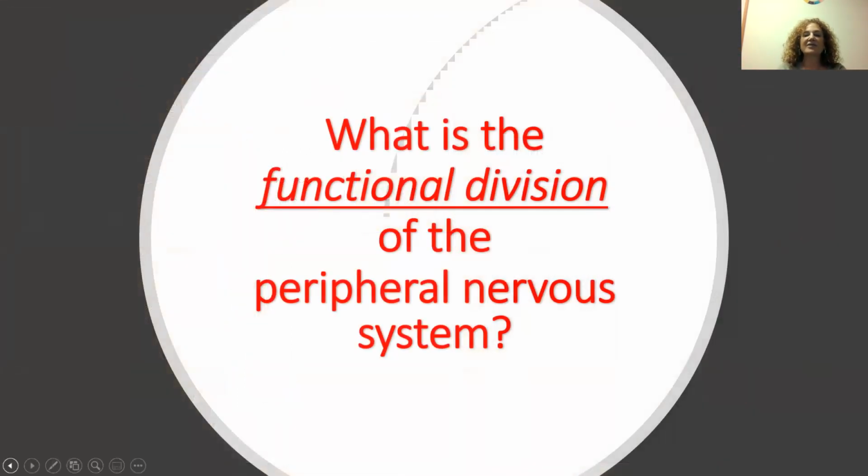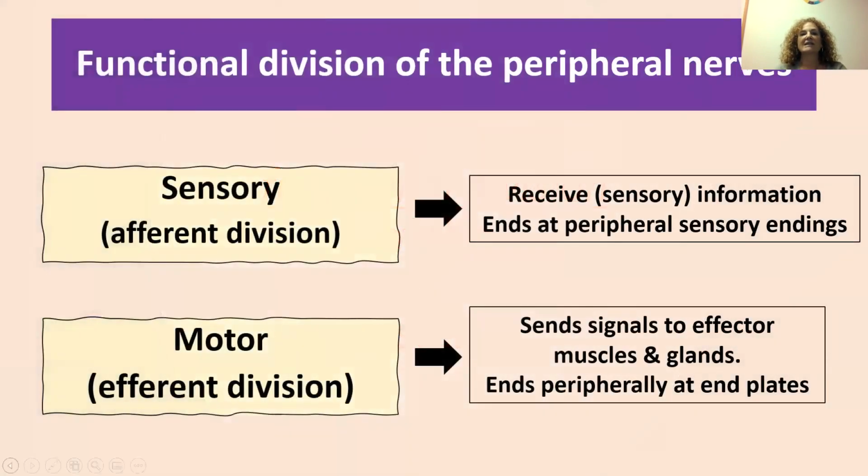And if we're looking at the functional division of the nervous system, it looks like this. We have a sensory and a motor division. Sensory is the part that receives the information, and the motor division is the part that reacts. We also call the sensory division the afferent division. Afferent is always integrating. The motor division is also known as the efferent division. Efferent meaning exiting or reacting.